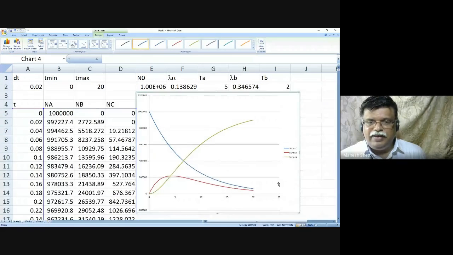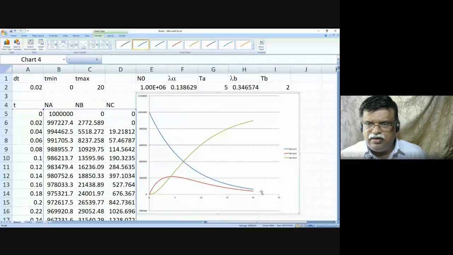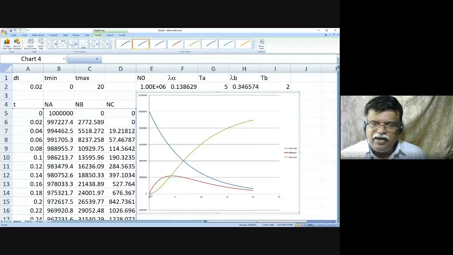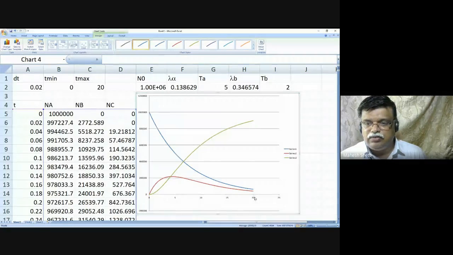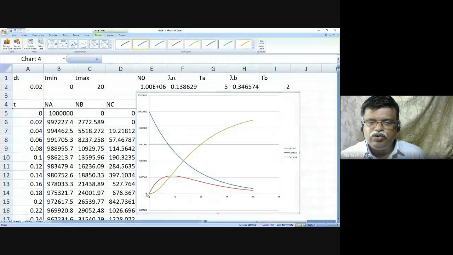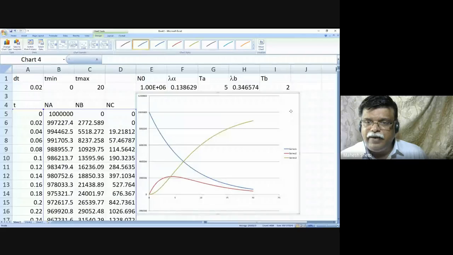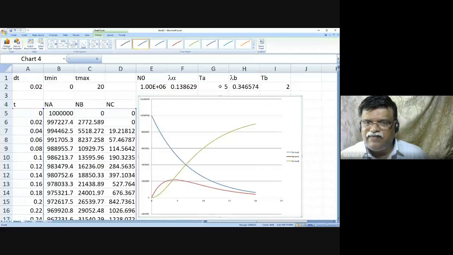So you see what is happening. The blue one is the series 1, it disintegrates. The red one is the intermediate value, the daughter nucleus, it increases and then again it comes down. And the green one is the third series which goes on increasing. Now, depending on the half-lives of A and B, things can change.